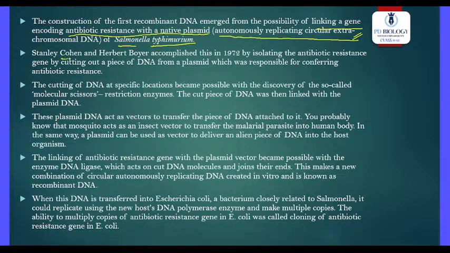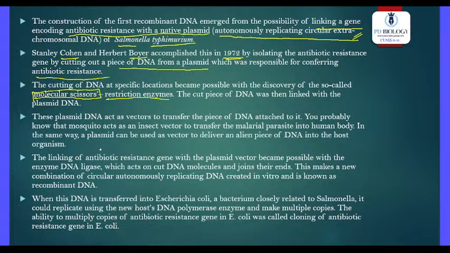Previously we discussed the two eminent scientists Cohen and Boyer, who accomplished this in 1972 by isolating the antibiotic resistance gene, cutting a piece of DNA from a plasmid, which is responsible for conferring antibiotic resistance. The cutting of DNA at specific locations became possible with the discovery of the molecular scissors. Very important, you all know this one, the molecular scissors, restriction enzymes.